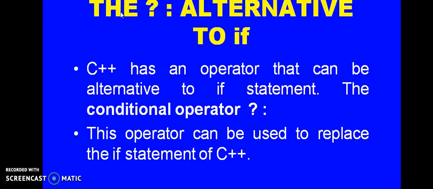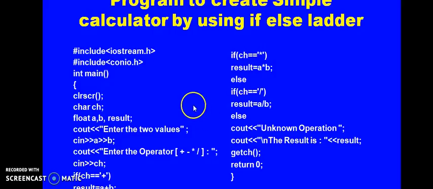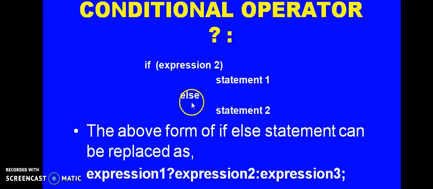Next, we have an alternative to this if-else-if ladder. C++ has an operator that can be used alternatively to the if statement. This is known as the conditional operator. This is the syntax of the conditional operator: question mark symbol and colon.